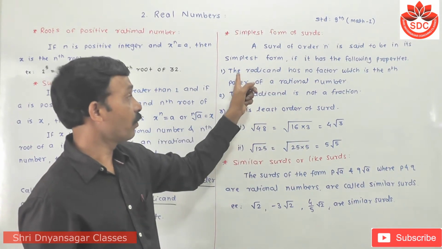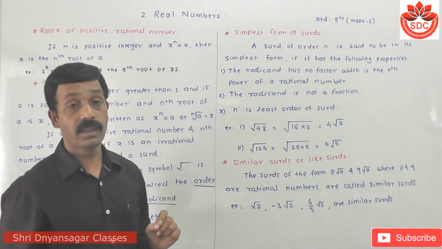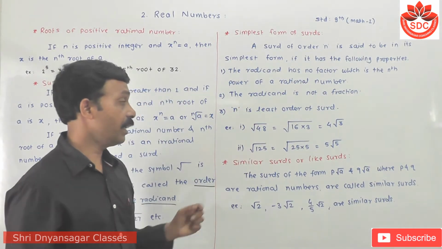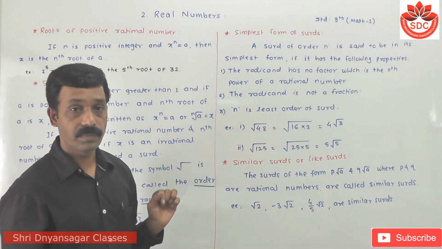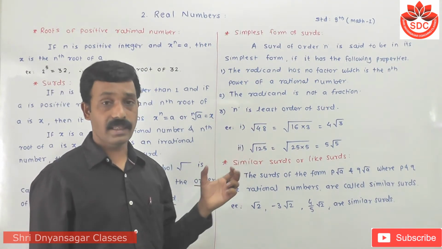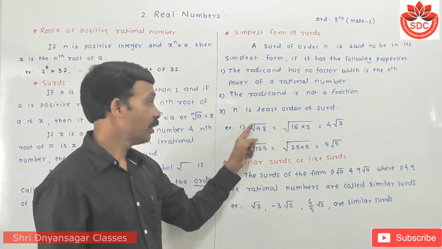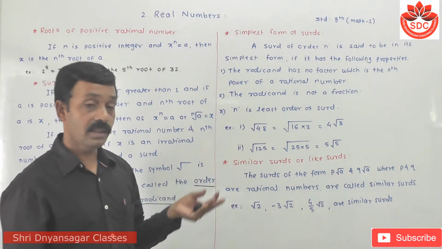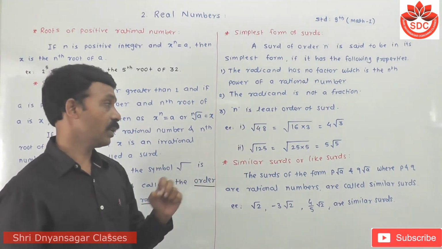So this is the first property: the radicand has no factor which is the nth power of a rational number. Then the radicand is not a fraction. म्हणजे radicand हा fraction मध्ये नसला पाहिजे, म्हणजे अपूर्णांक नको. And n is the least order number. n ही लहानात लहान संख्या असली पाहिजे. म्हणजे काय बघितलं आपण की रॅडिकँडचे फॅक्टर नको पडायला, रॅडिकँड फ्रॅक्शनमध्ये नको, आणि n हा लिस्ट नंबर असला पाहिजे.